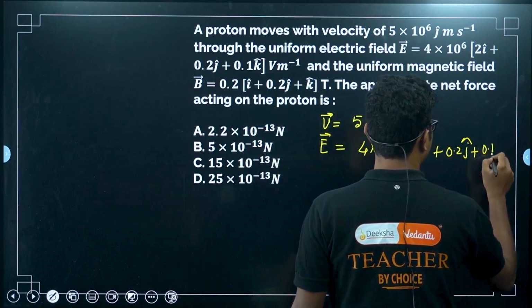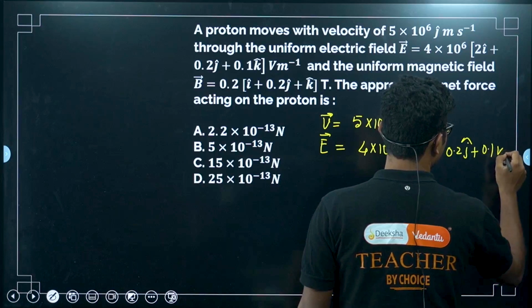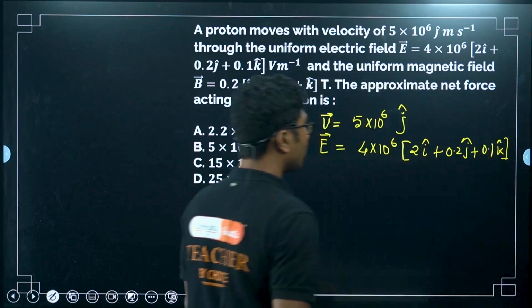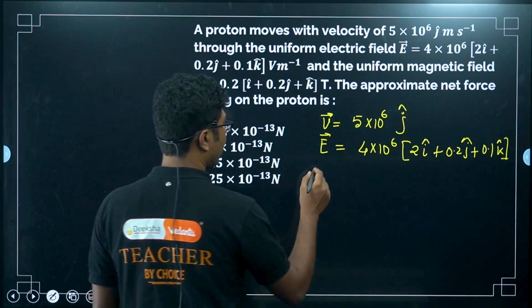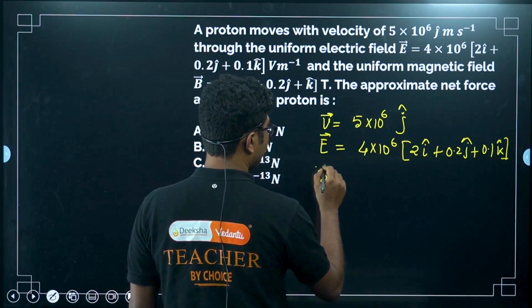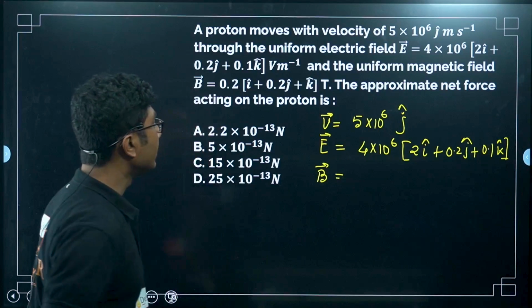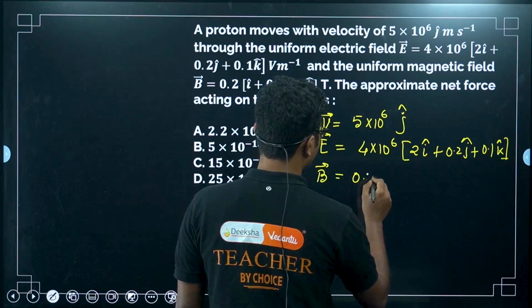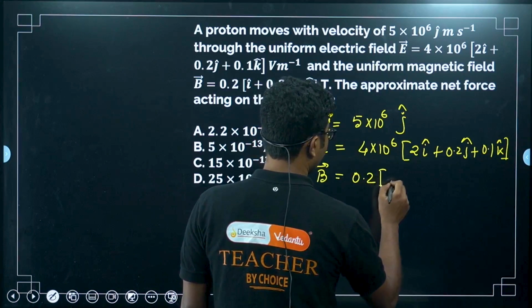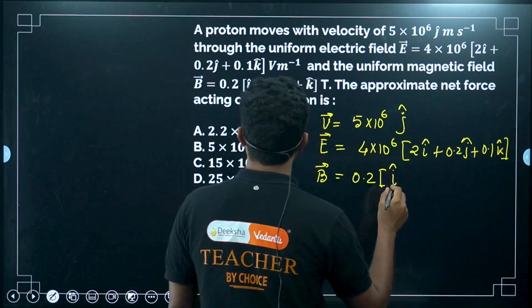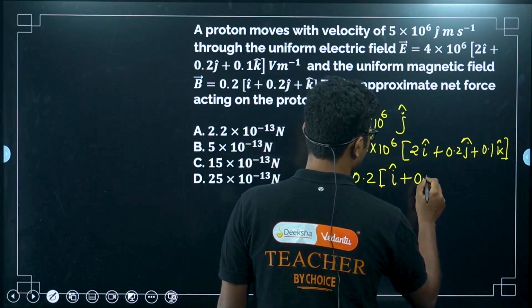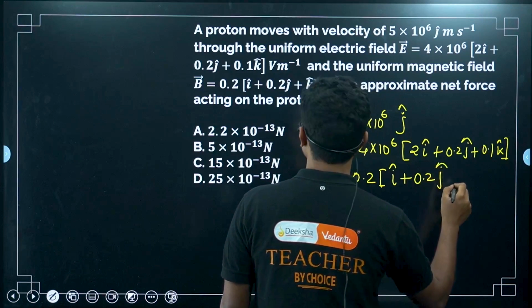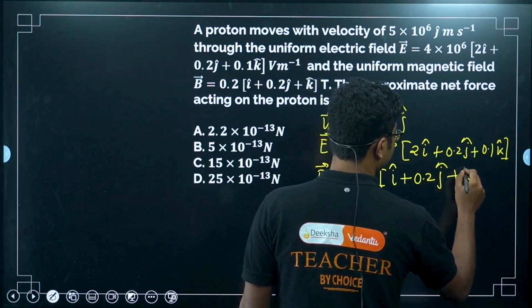We might solve it again once we are doing PYQs, but that time I will solve it in a shortcut way or in a faster way. I will skip some detail that time because it is already solved in the lecture. And magnetic field is given by 0.2 times i cap plus 0.2 j cap plus k cap.